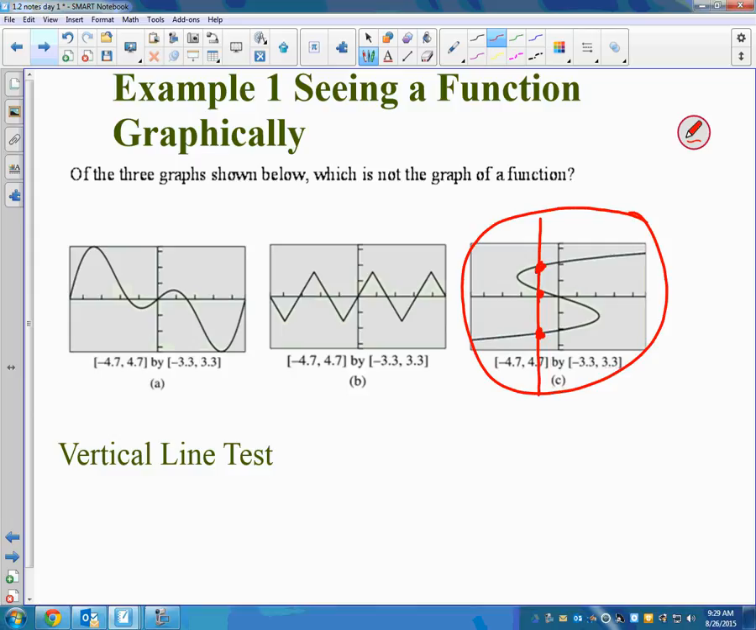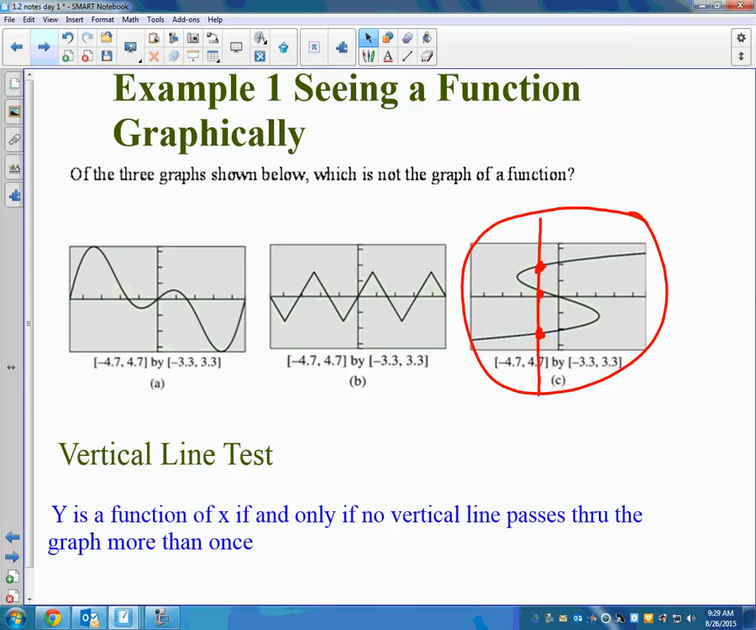All right, so I kind of wrote my own little definition here. But you need to make sure that you could tell me what the vertical line test is if I asked you a question to explain the vertical line test to me. And so I said y is a function of x if and only if no vertical line passes through the graph more than once.